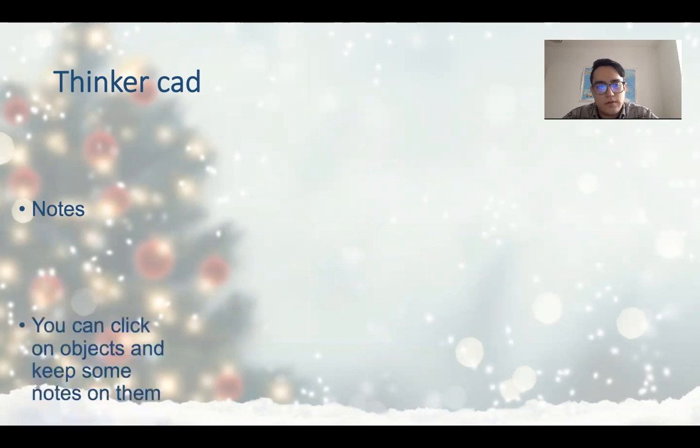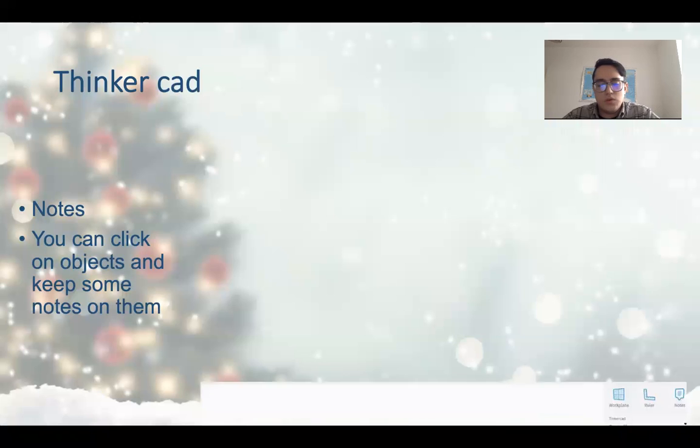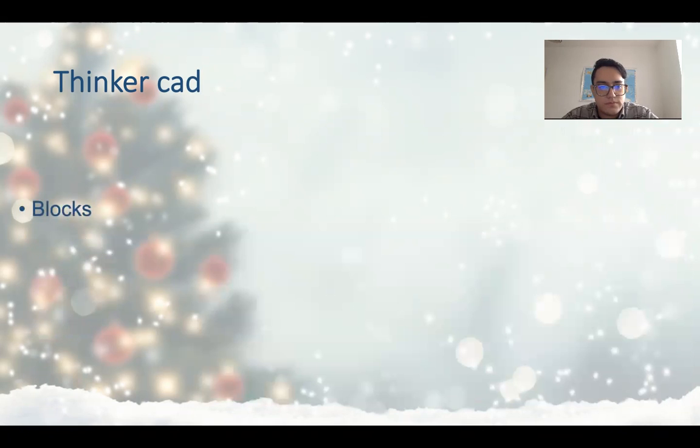Notes. On Tinkercad, you can click on objects and keep some notes on them, so you will know what you are doing. You can see on the right hand side, on the top here, it's written notes, and when you click on an object that you have drawn, it will allow you to write some notes and some information on it.